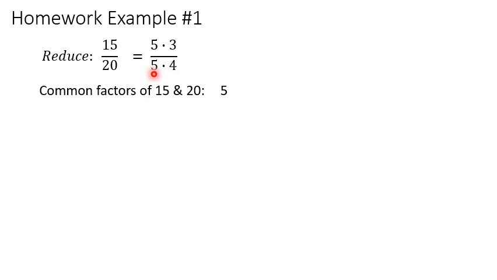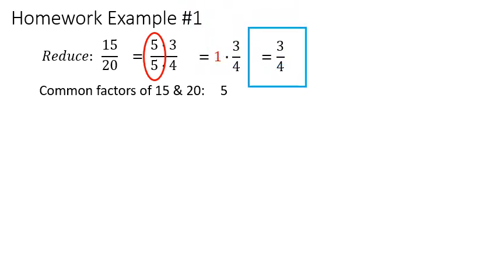So we can rewrite this fraction. Notice that you have that 5 over 5. And remember, what is that? Secretly, that is 1. So really, I can replace 5 over 5 with 1 because they're equal. And so then you can reduce this fraction. 1 times 3/4 is just 3/4. So 15 over 20 in reduced form would be 3/4.